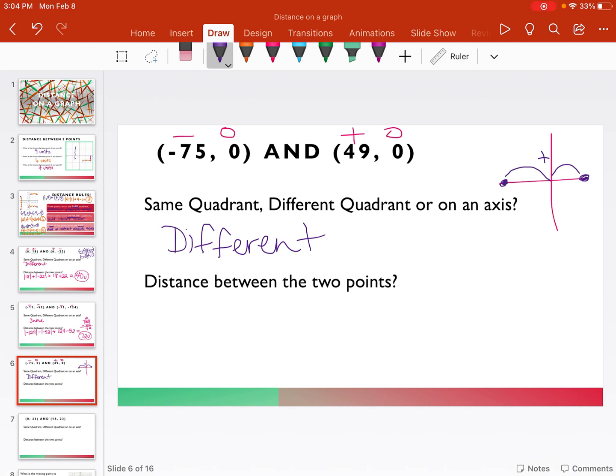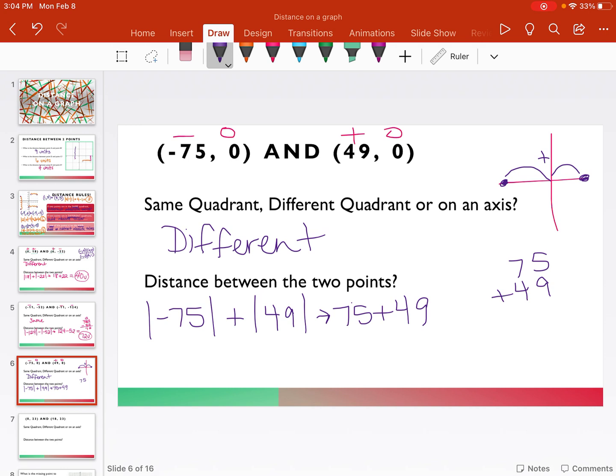So different, I would add, so I'm going to take the absolute value of -75 plus the absolute value of 49. That is 75 plus 49. 75 plus 49. 4, carry my 1. 11, 12, so I get 124 units.